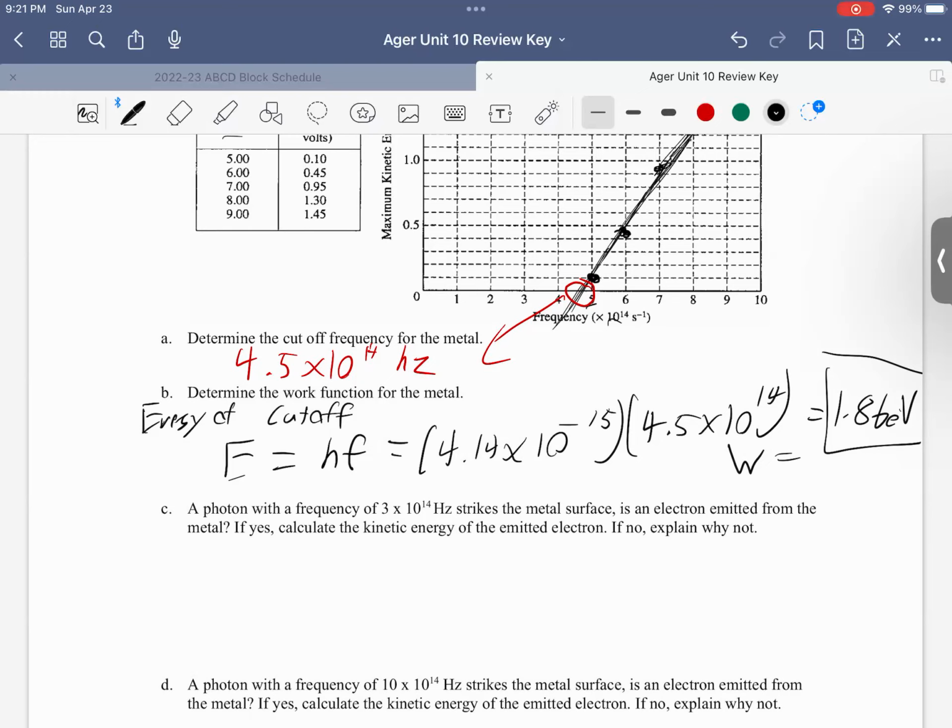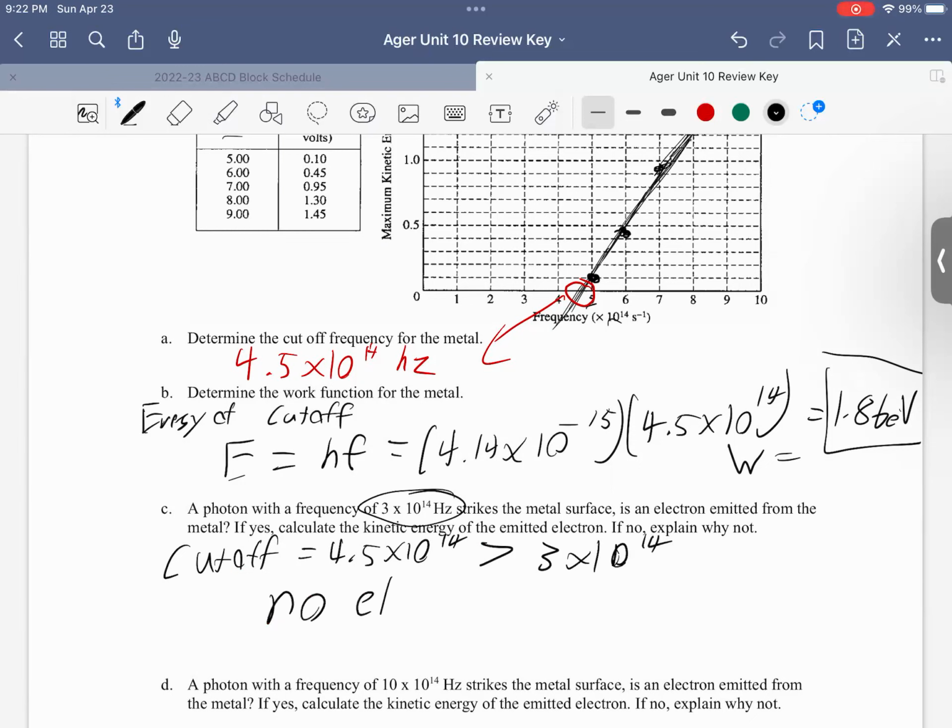All right, photon with a frequency of 3 times 10 to the 14th hertz strikes the surface. Well, we don't have to convert this to energy because we know the cutoff frequency. Let's see, cutoff. We'll just write cutoff. Cutoff is equal to 4.5 times 10 to the 14th, and we know that is greater than 3 times 10 to the 14th. So no electron. That is a smaller frequency, and so it is less energy. We need more than 4.5 to get there.